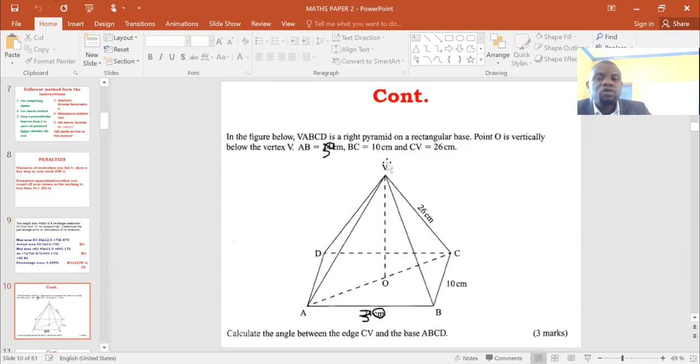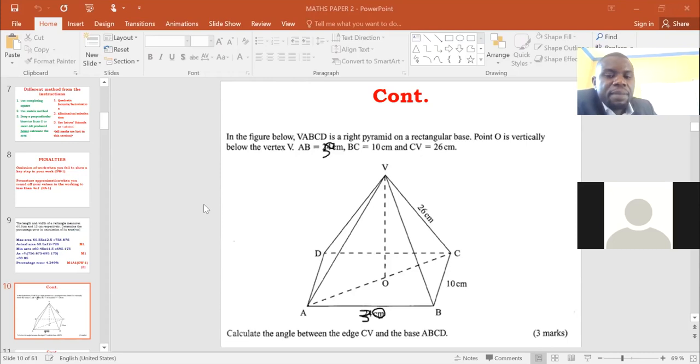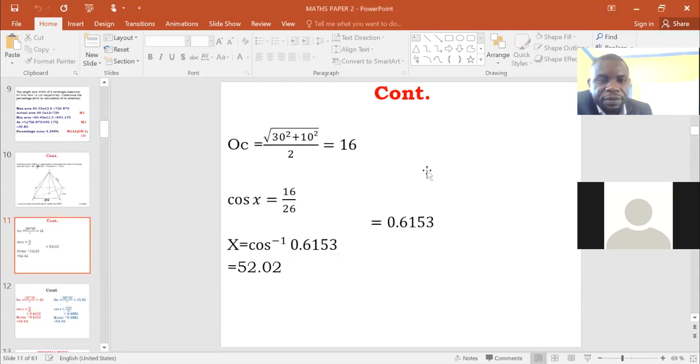And it can change with situations depending on what you are given to do. Now, when it comes to premature approximation, I've picked an example there of a pyramid. You've been asked to find the angle between the edge CV and the base ABCD. First of all, I have to find the diagonal AC, and the diagonal AC will be the square root of 30 squared plus 30 squared. That will be OC.